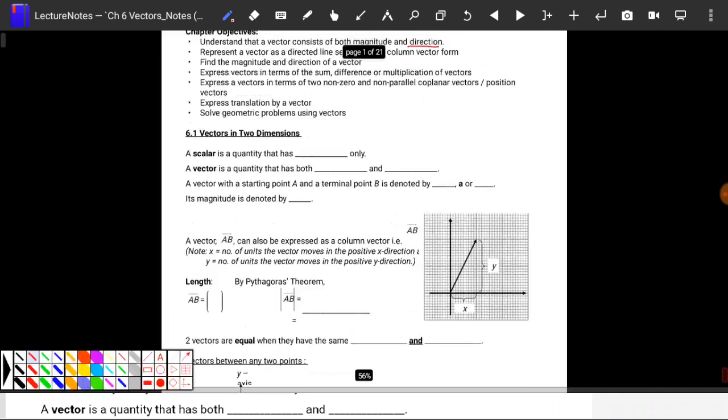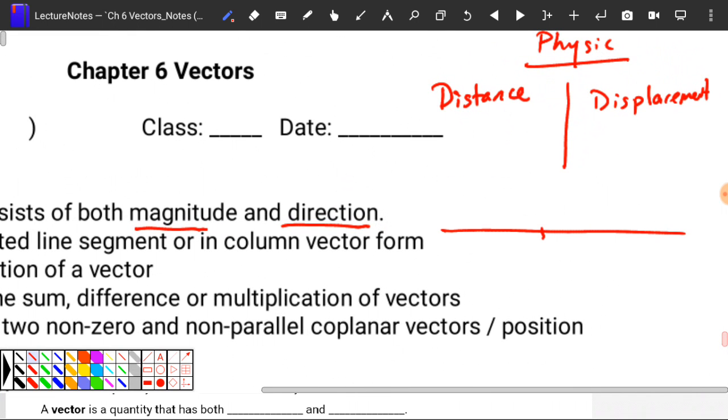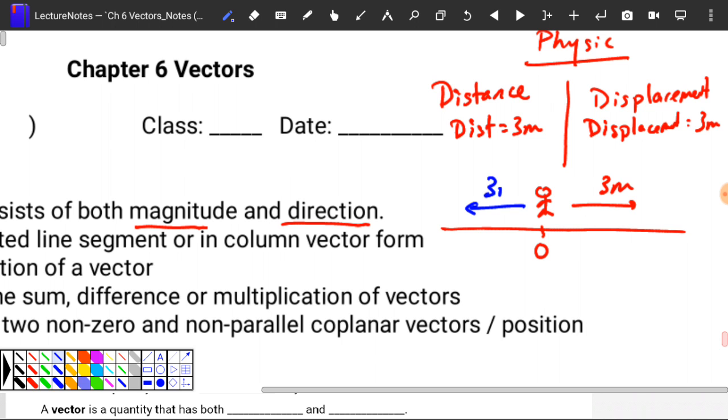I zoom in. Let's say I have a person, this is 0. This red man walks 3 meters, right? So the distance is 3. Displacement is 3 meters, right? But if I say this blue man walks 3 meters here, the distance is still 3, but the displacement is -3.